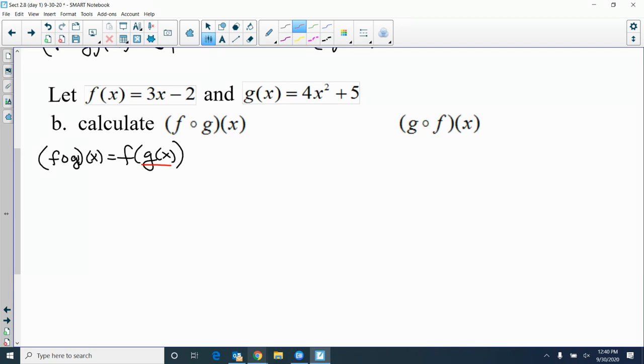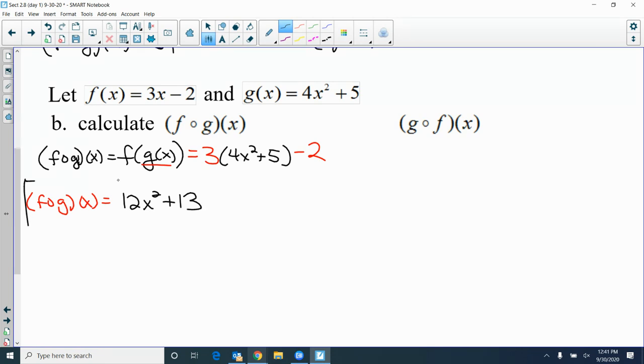Okay? So it's going to look like this. Here's your f function. It is 3. Take the x out, put in 4x squared plus 5. But don't forget, you still have that minus 2. It is 3x minus 2. Distribute, combine like terms. You're not going to get a constant. You're going to get an expression. So now that gives me f of g of x. 3 times 4 is 12x squared. Plus 15 minus 2 is plus 13. So right there, that's it.